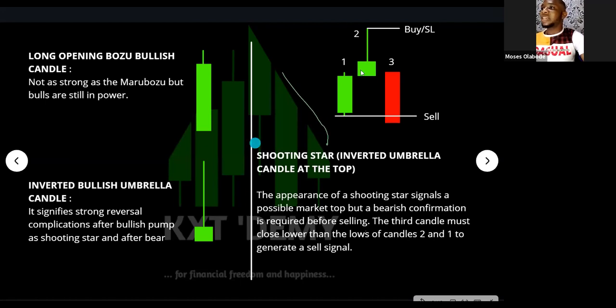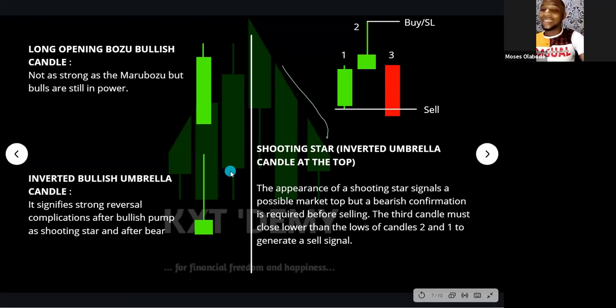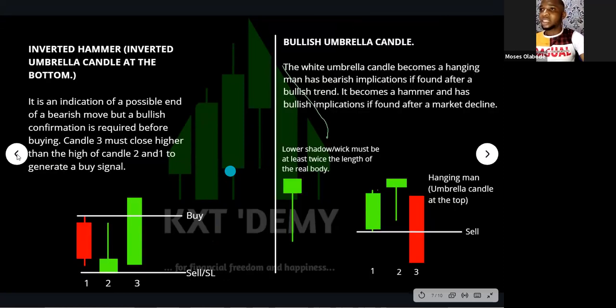So forming this candle, then you can feel like, oh, seems like the market is going to sell today, but you don't have to sell the market yet until the third candle closes below the lows of this candle and the candle before it, okay? The explanation is written down here. The appearance of a shooting star signals possible market stop, but a bearish confirmation is required before selling. So when the candle forms at the top, the third candle has to close below their lows.